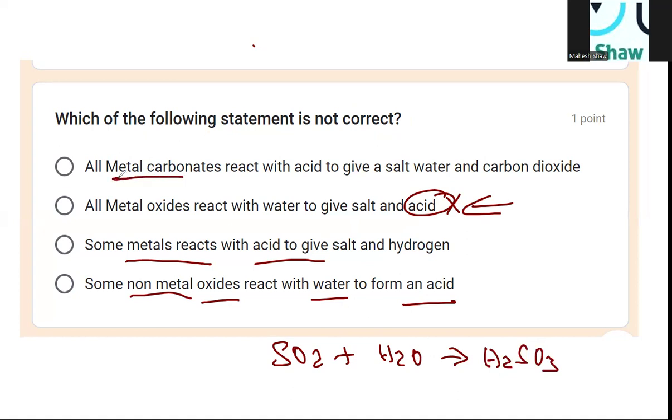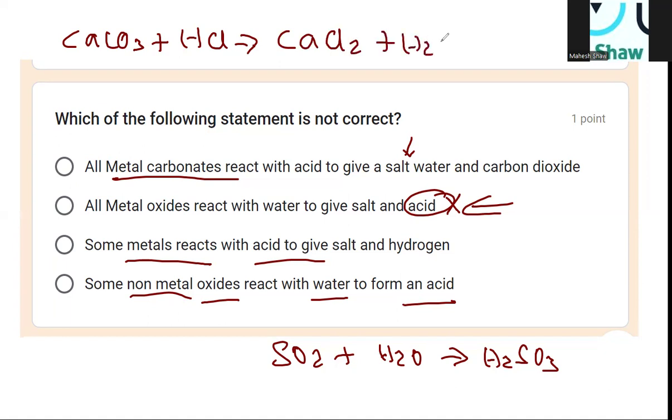dioxide. And we have already done that metal carbonates or metal bicarbonates react with acid to give salt, water, and carbon dioxide. We can take an example, say calcium carbonate. When it reacts with acid, say HCl, it will give you three products. One is the salt, that is calcium chloride, then water and carbon dioxide. So the incorrect statement is this one.